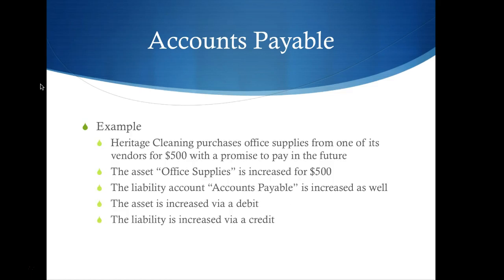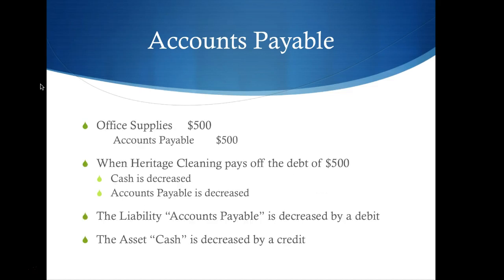So let's go through an example again. Heritage Cleaning, our business, Heritage Cleaning Services, purchases office supplies from one of its vendors for $500 with a promise to pay in the future. So we increase the asset office supplies by $500. The liability account called accounts payable is set up as well and is increased as well because we're increasing our payable. We owe something to somebody else. So again, an asset is increased via a debit, but a liability is increased via a credit.